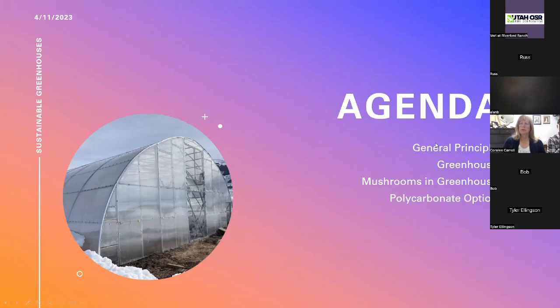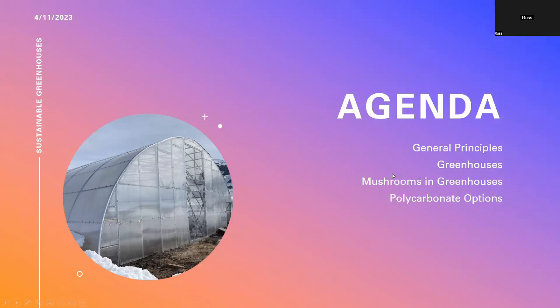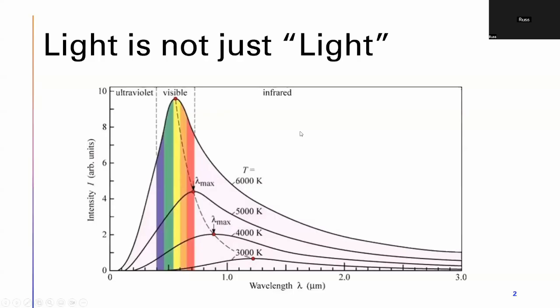Just going to touch on these three pieces: general principles, greenhouses. I thought I'd just throw a couple slides in regarding mushrooms. It's something I've recently looked into, and I think it's interesting. And then somewhere, I think polycarbonate, it might be before mushrooms. In any event, I want to talk about polycarbonate options, what we could work together on, and how we could source materials for greenhouses at fairly low prices comparatively.